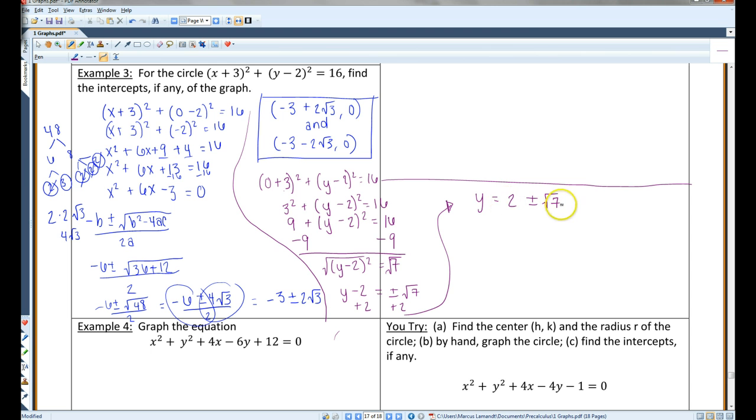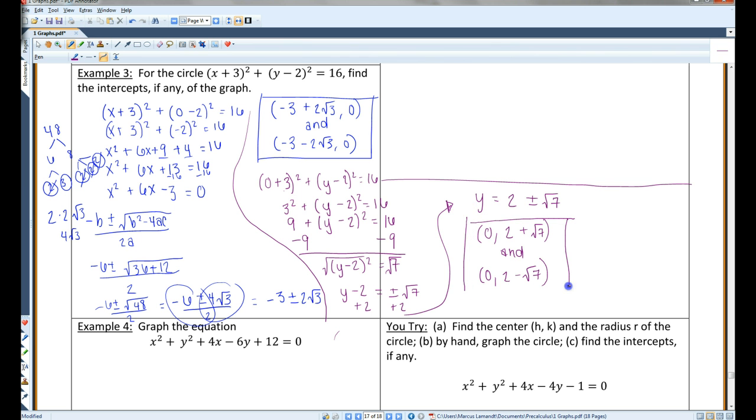It's actually much faster. I know a lot of people prefer using the quadratic formula when it comes to this. A lot of people don't like completing the square, but for these problems it is actually easier. As you can see, this was a lot shorter, didn't take nearly as much time. But this also gives you the right answer, so you can do it either way. So the y-intercepts would be (0, 2 plus root 7) and (0, 2 minus root 7).